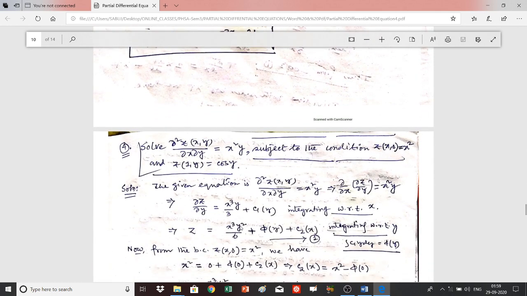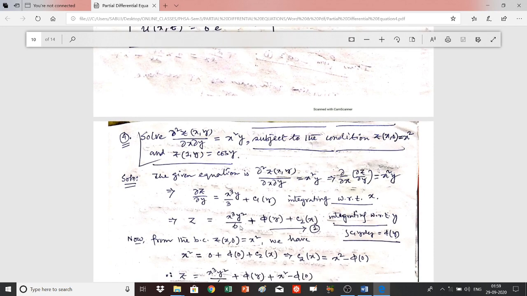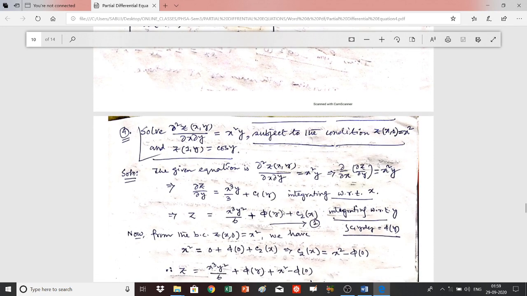Now another problem is here. Solve ∂²z/∂x∂y equal to x²y, subject to the condition z(x,0) equal to x², and z(1,y) equal to cos y. So here is the given equation, ∂²z/∂x∂y equal to x²y, and from here you can write the left hand side as ∂/∂x of ∂z/∂y. It is no problem, and that is equal to x²y.